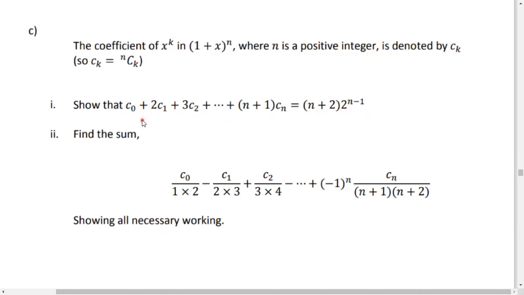You're basically going to find an appropriate identity, which they've kind of given you already, and then sub in a value for x. That's the simple version anyway. This one's a little bit more involved.